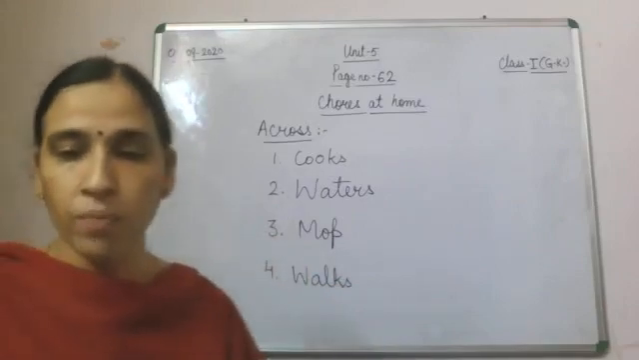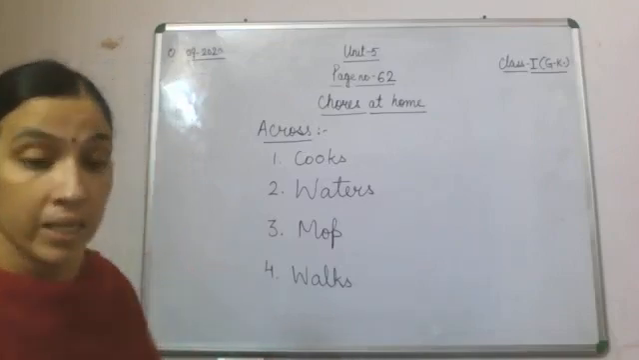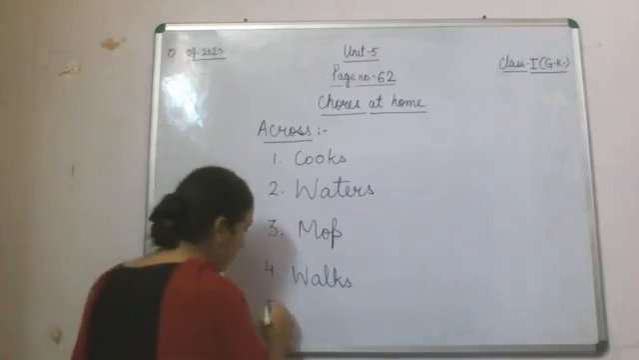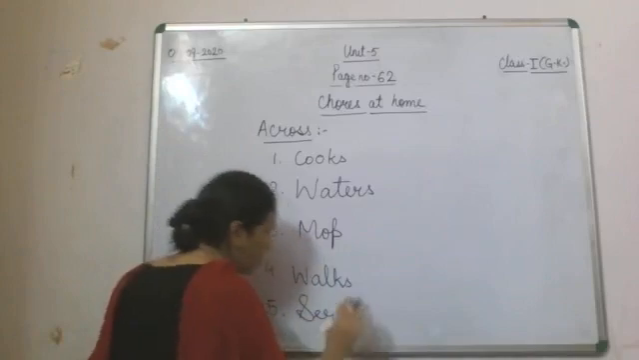Number 5, for father always dash serve dinner in the evening. Serves. Number 5 is serves. So what we have done? This across we have completed.